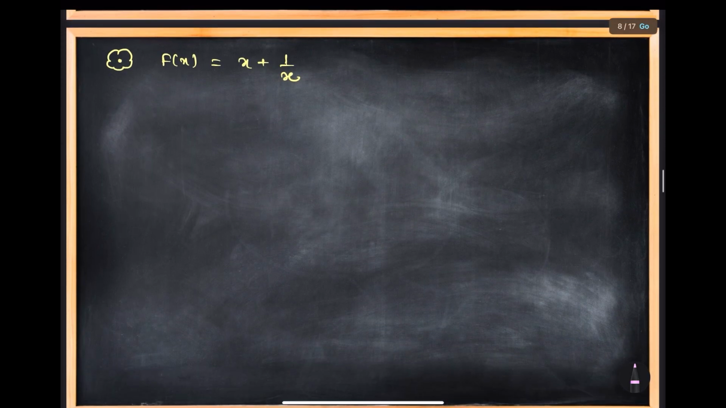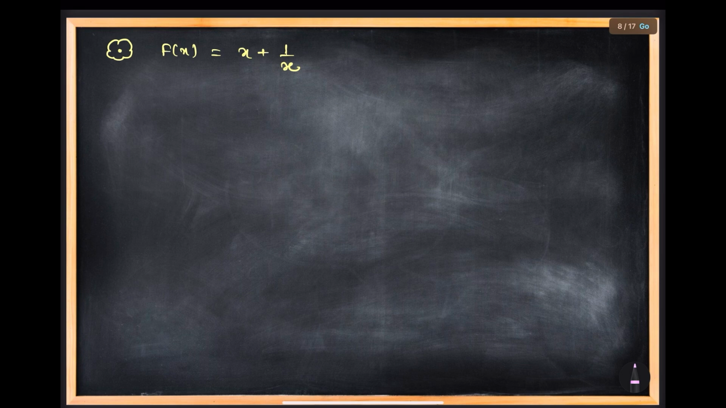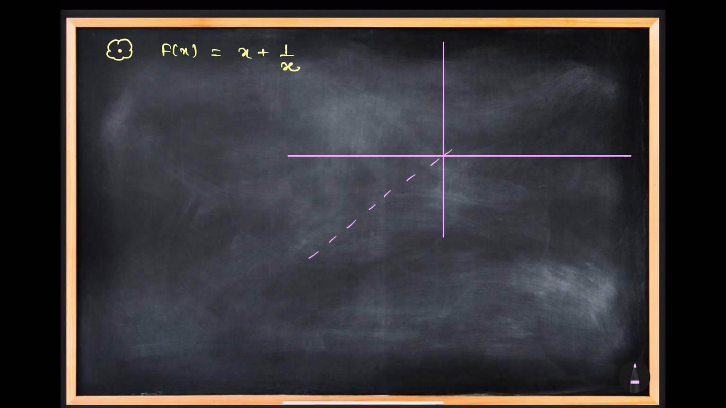Now let's move on to the next function. We have f(x) equals x plus 1 by x. You can imagine this function as sin x plus 1 by sin x, that is sin x plus cosec x, or tan x plus cot x. So you can connect with this function. First, you have to draw the x axis and y axis, and then draw y equal to x. This is how you will draw this straight line. This is a dotted line, I will explain what this means.